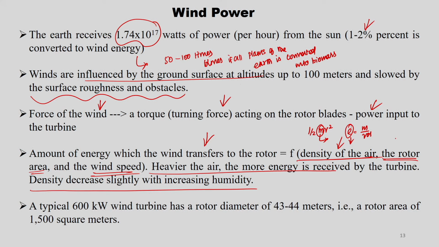And for rotor area, if the diameter is doubled, so instead of d you get 2d, then the area is 2 power 2 times larger. If the area is increased, the amount of energy the wind transfers also increases. A typical 600 kilowatt wind turbine has a rotor diameter of 43 to 44 meters, which comes to a rotor area of around 1500 square meters.